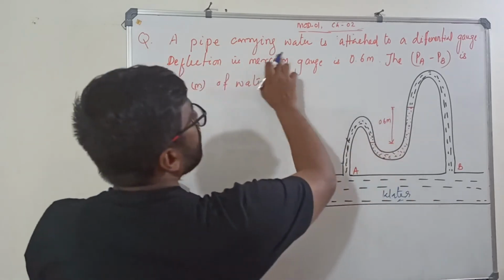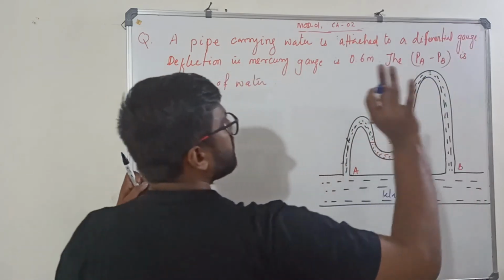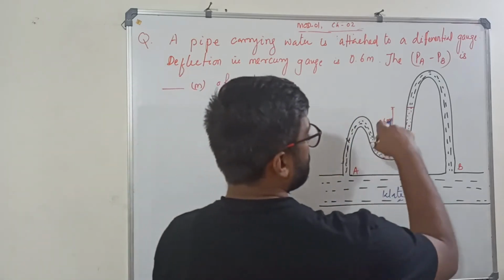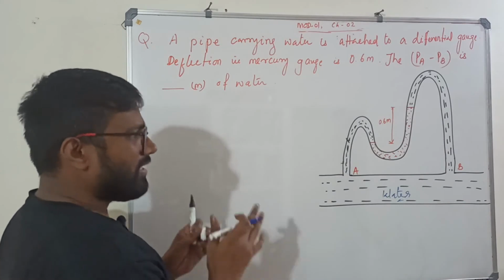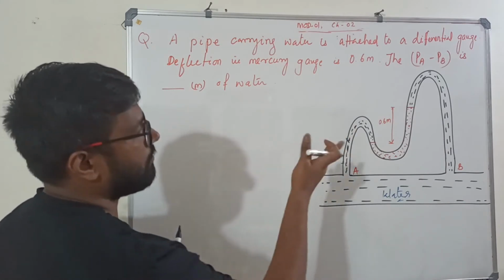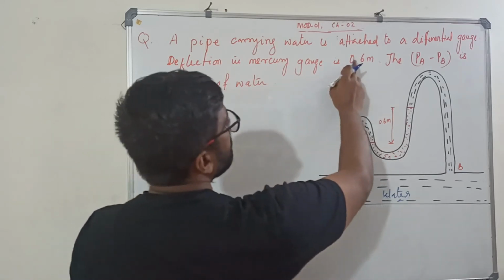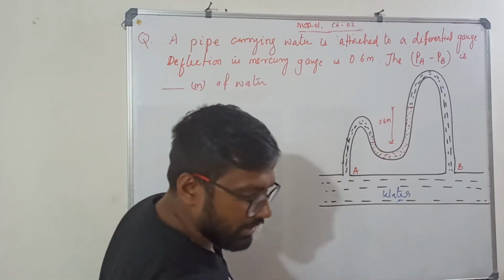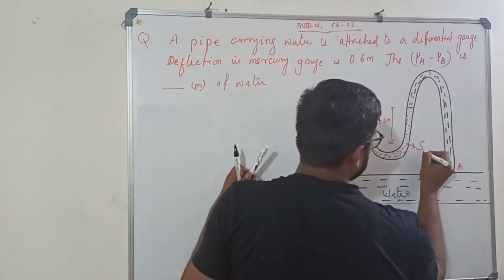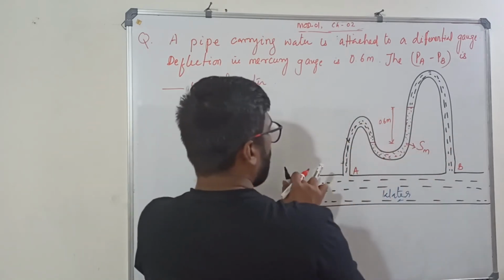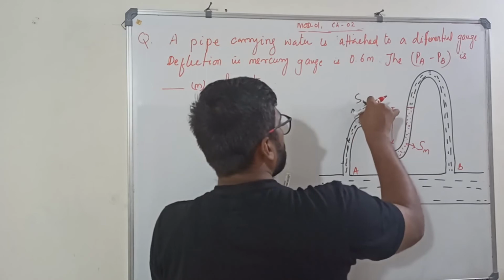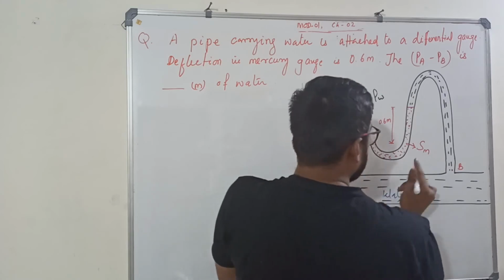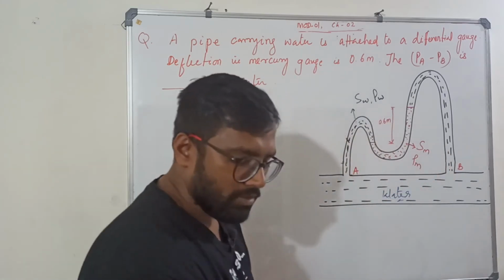It is attached to a differential gauge. Maybe it is flowing at a little higher pressure, so that's why you have a few more limbs in the differential gauge. It is a mercury gauge, and the deflection in the mercury gauge is 0.6 meter. This is your mercury, S mercury, and this is your water, the entire other thing is S water. Specific gravity of water, rho water, density of water, rho m, density of mercury. This is what they have given.